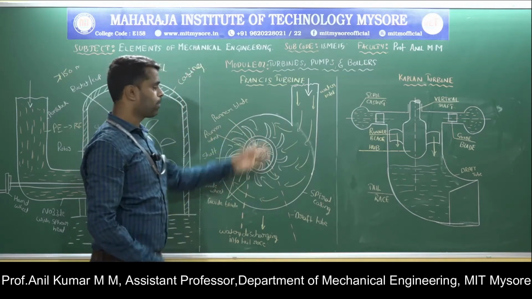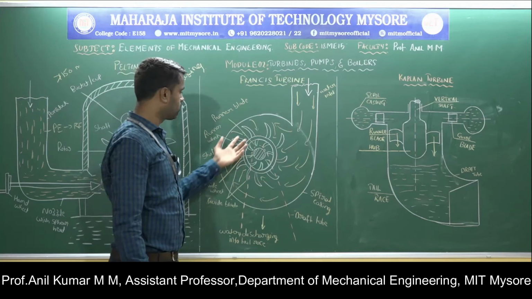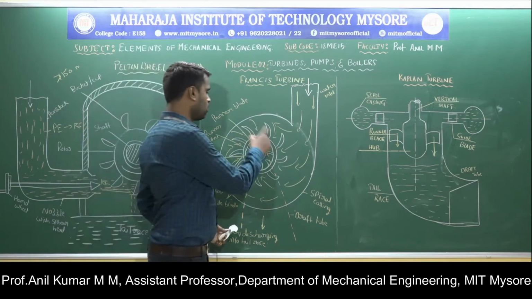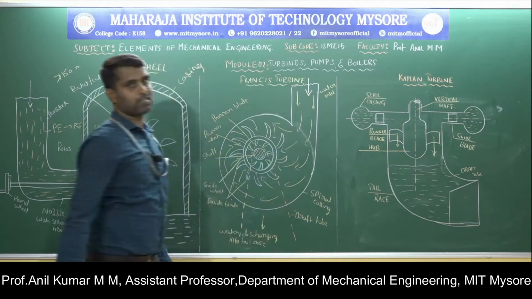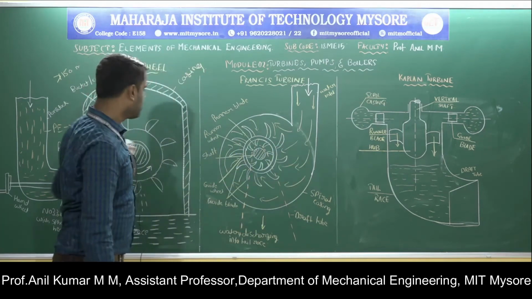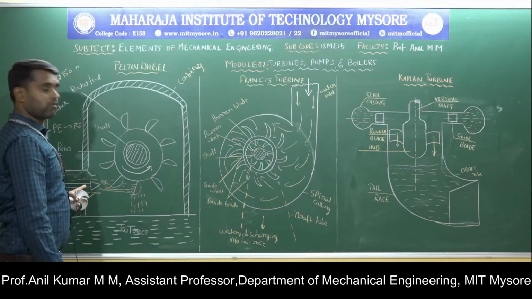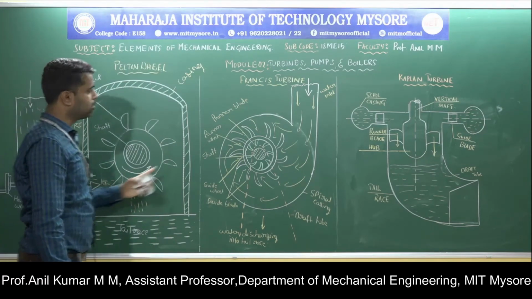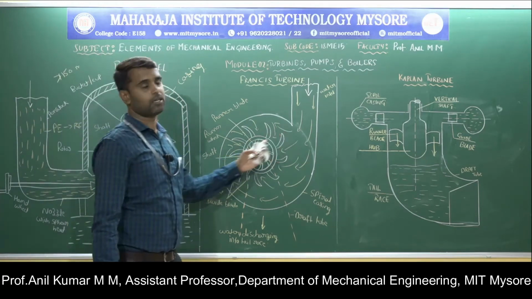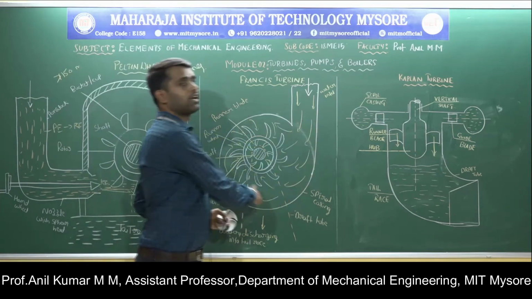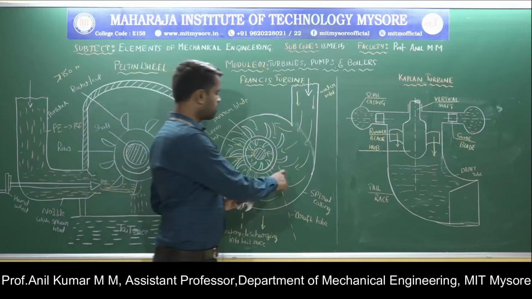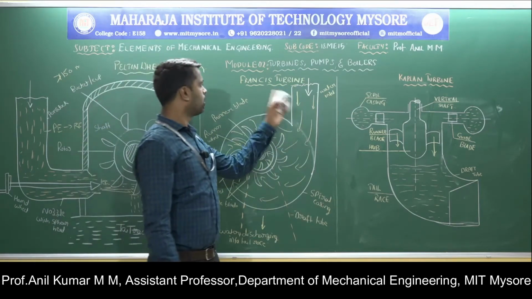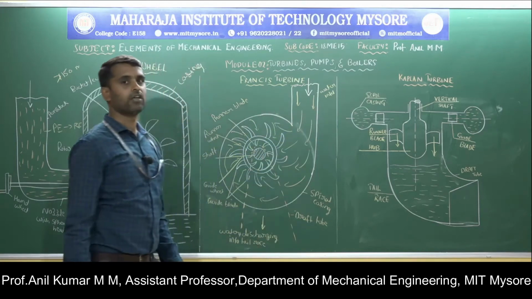The main function of the spiral casing is the uniform distribution of the water over the runner blades. In the Pelton wheel, a nozzle is present to convert the potential energy of the water into kinetic energy, but here the nozzle is absent. The spiral casing is designed in such a way that some part of the potential energy gets converted into kinetic energy. So here the spiral casing acts as a nozzle.